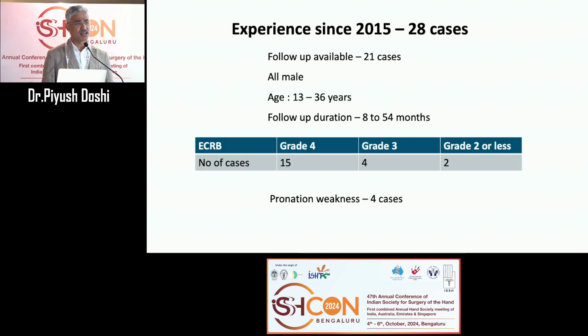I have got a grade 4 and grade 3 result in 19 cases, but in 2 cases, I did not get a good result. And there is one problem with this transfer, that when you are doing it for the extended brachial plexus palsy, some patients might lose the pronation. There is a pronation loss. Sometimes if the shoulder muscles and pectoralis major are good, they can compensate for this pronation. But if the shoulder is also very weak, they cannot compensate for the pronation, and the hand remains supine.